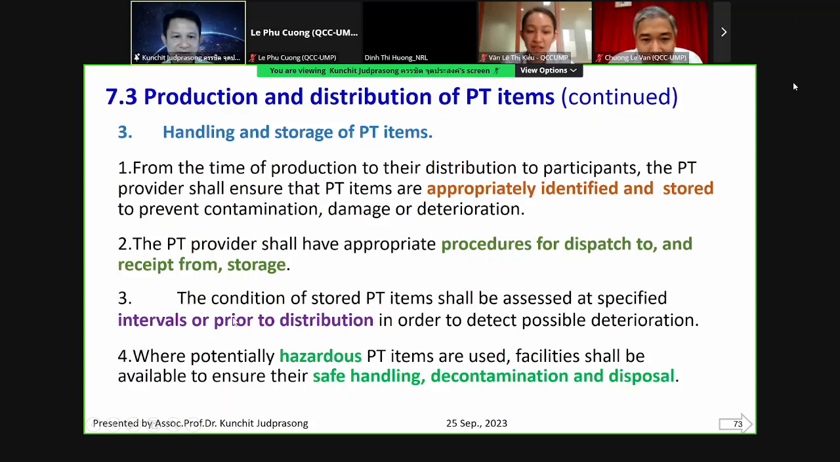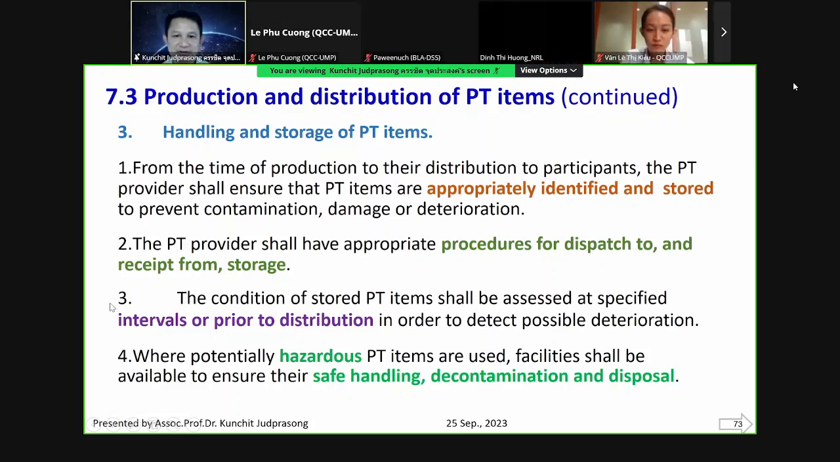The PT, the condition for stored PT items shall be assessed at the specified interval or prior to distribution in order to detect possible deterioration. So usually when we prepare the sample, as soon as possible, we will distribute it to the participant. But if you have a specified period, let's say 1 week, 2 weeks, you can mention it and then distribute to the participant. And also don't forget this topic is dealing with handling and storage.